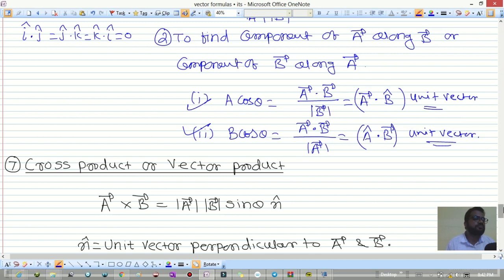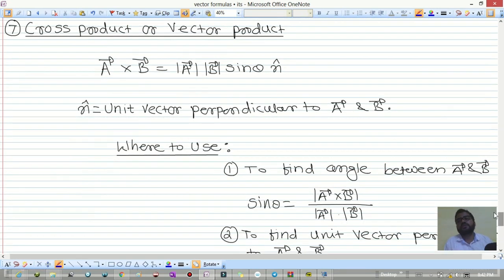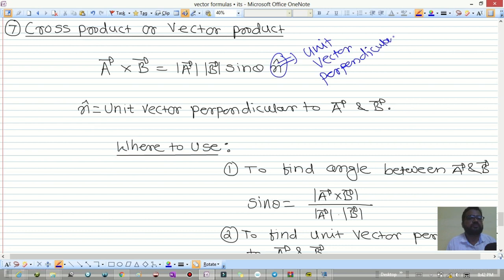Check. Next we have cross product or vector product. In this, a bar cross b bar. What is the definition? Magnitude of a bar, magnitude of b bar, sine of the angle between a bar and b bar into n hat. What is this n hat? n hat is the unit vector perpendicular to a bar and b bar.